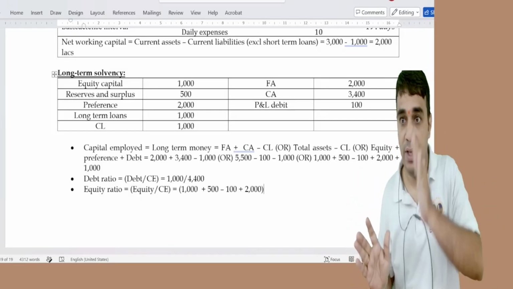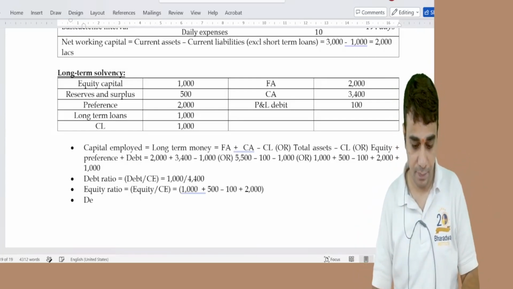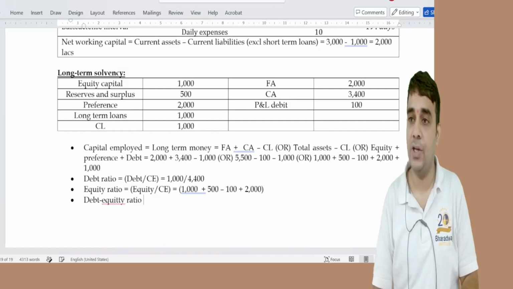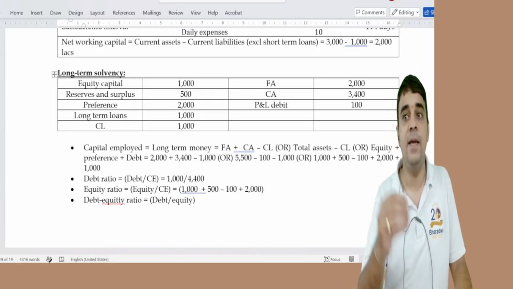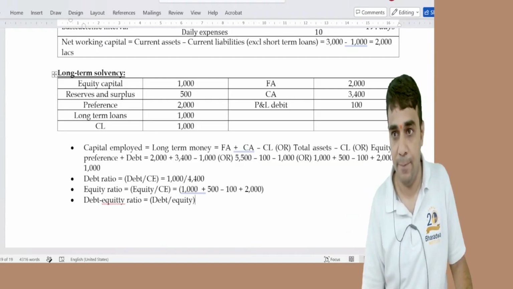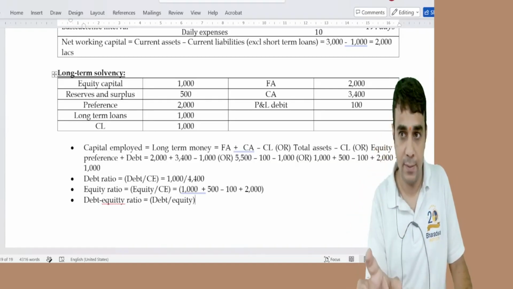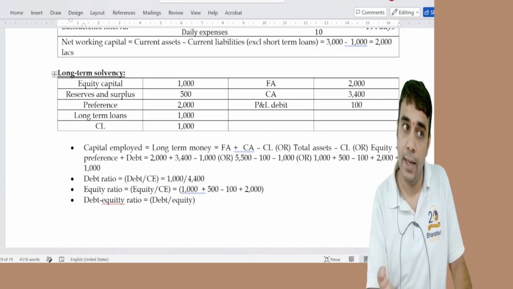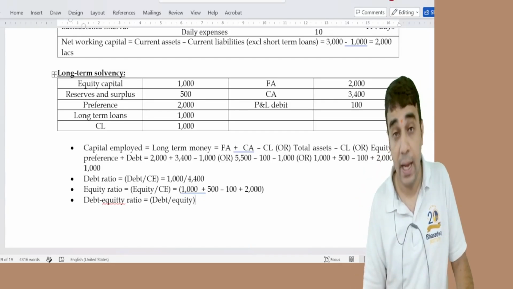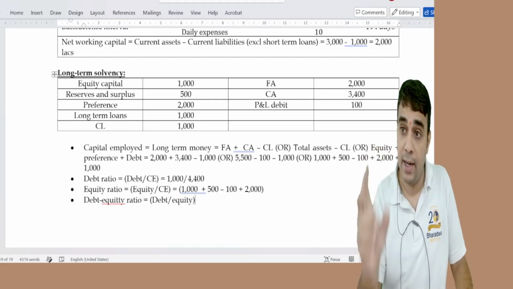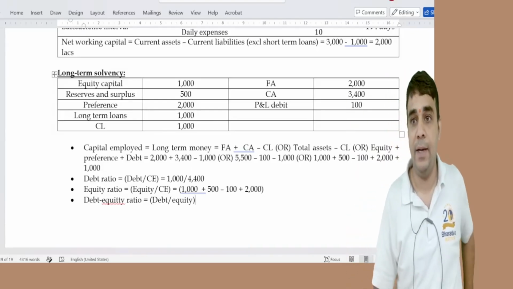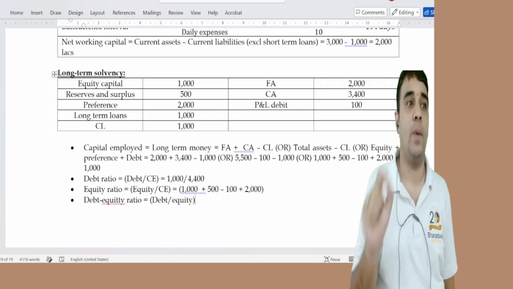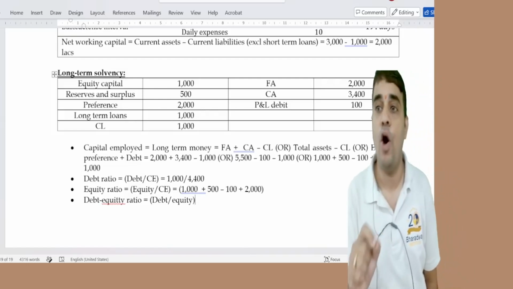Debt ratio, equity ratio. Third one is debt equity ratio. As the name indicates, debt divided by equity. There are three meanings for the term debt. All the three will give different answers. Debt can mean long-term debt. Debt can mean long-term debt as well as short-term debt. And debt can mean long-term debt, short-term debt, creditors, outstanding expenses, provision for tax, everything, because they are also liability. Creditor is also like a borrowing is what this ratio is saying.